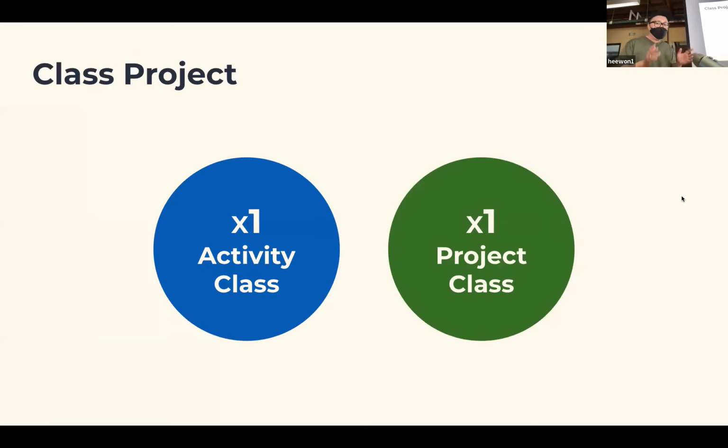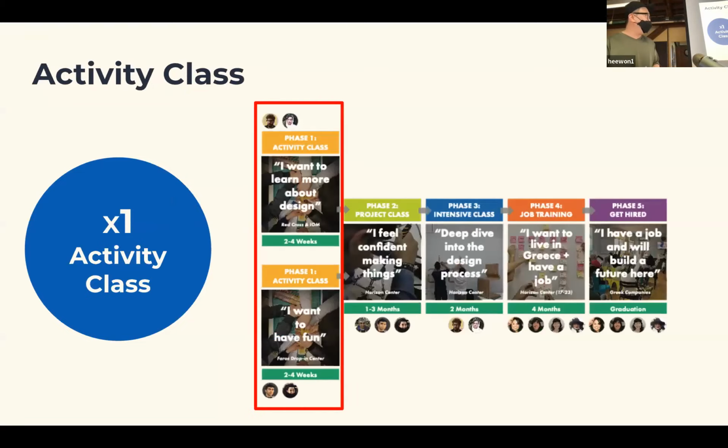So in this class, the RISD students are basically creating two things. The first thing is an activity class, material, and the second one is a project class. So to give you a little bit more context, the activity class is going to be focused on phase one of the design program that we have at the Horizon Center.